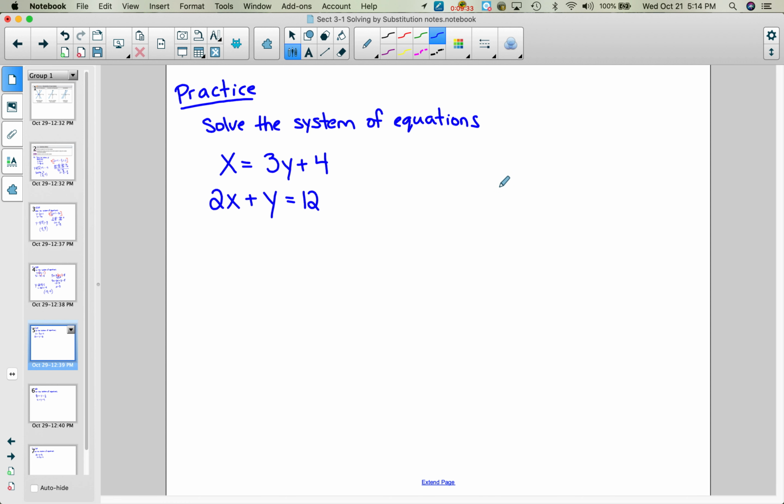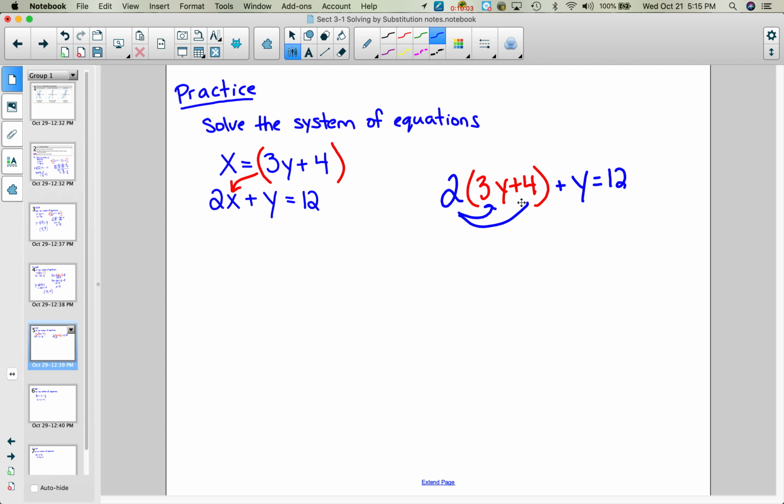So why don't you try this one? So pause the video, try it. Okay, now this one is solved for x. It doesn't matter which variable it is, it's still a single variable. So it's going to get dropped in here where the x is instead. So I have a 2, and instead of an x, I'm going to drop in a 3y plus 4. And then I have a plus y equals 12.